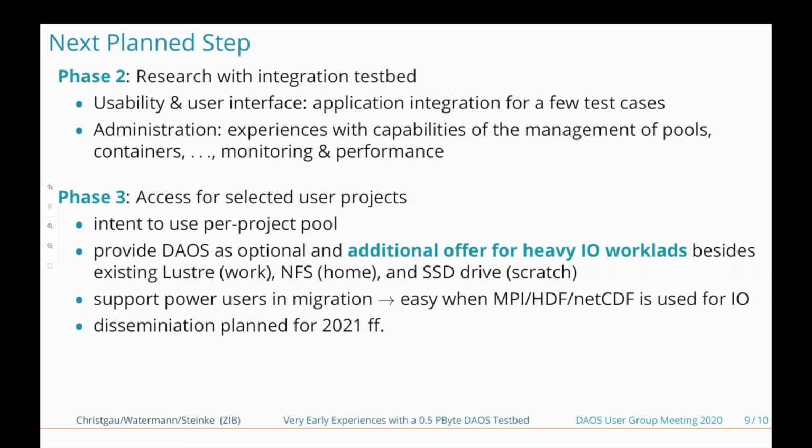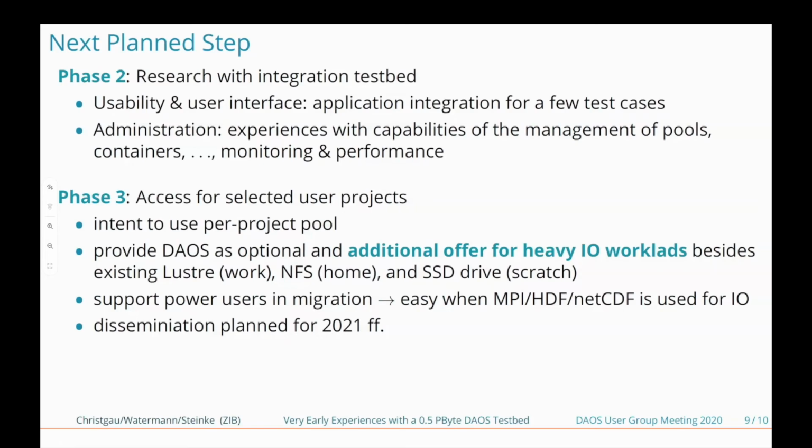Phase 3 would be that we would go out to our user community and have DAOS as an additional offer for them for heavy I/O workloads, alongside our existing solutions. And we would like to help our users in the migration process, which, as I said, is easy if you use MPI or another middleware. And we plan to go to the users in the next year. This is something that we are planning right now.